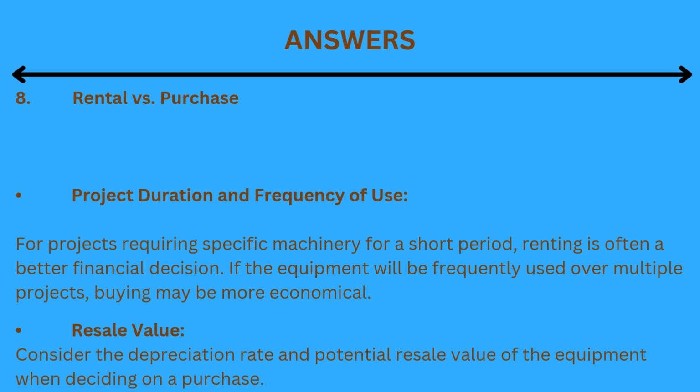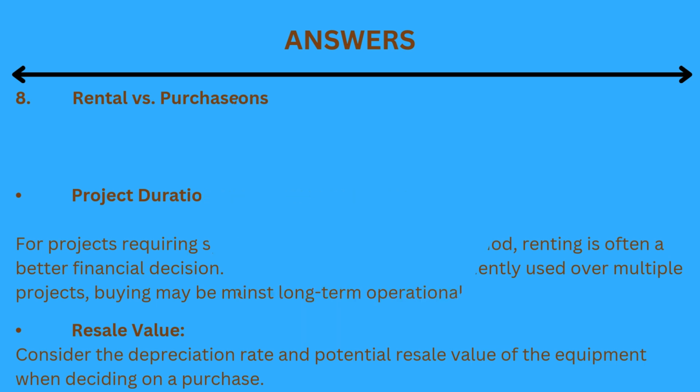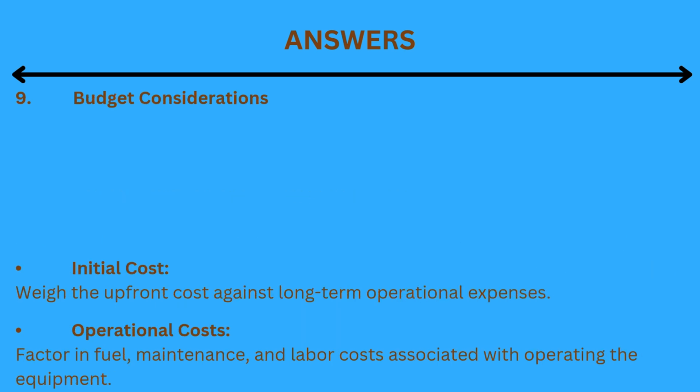B. Resale value. Consider the depreciation rate and potential resale value of the equipment when deciding on a purchase. 9. Budget considerations. A. Initial cost. Weigh the upfront cost against long-term operational expenses. B. Operational costs. Factor in fuel, maintenance, and labor costs associated with operating the equipment.